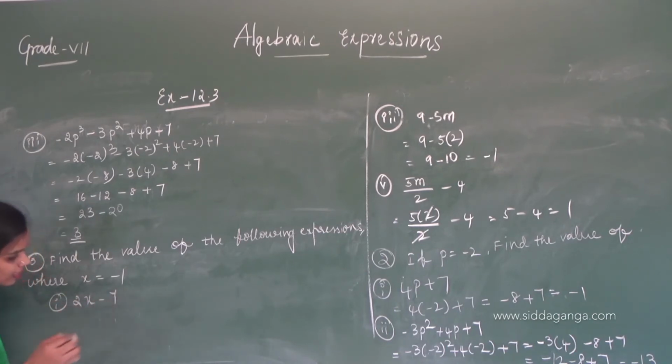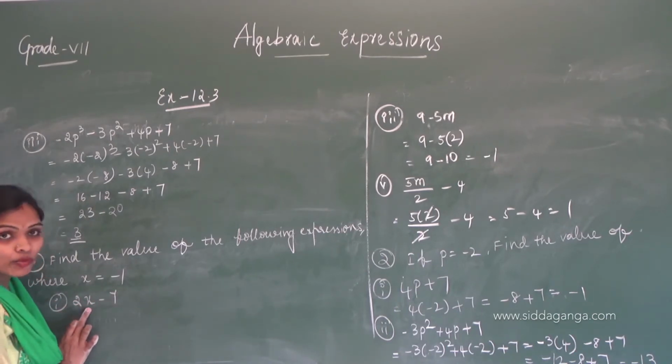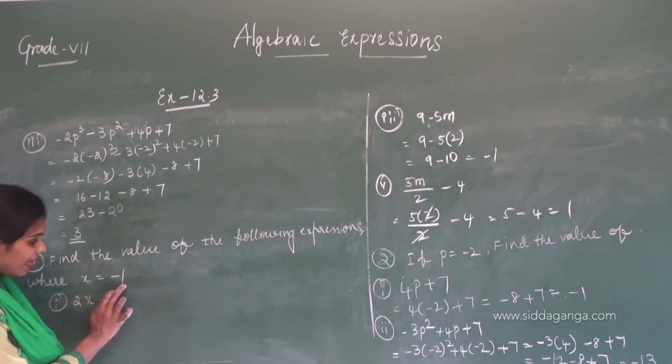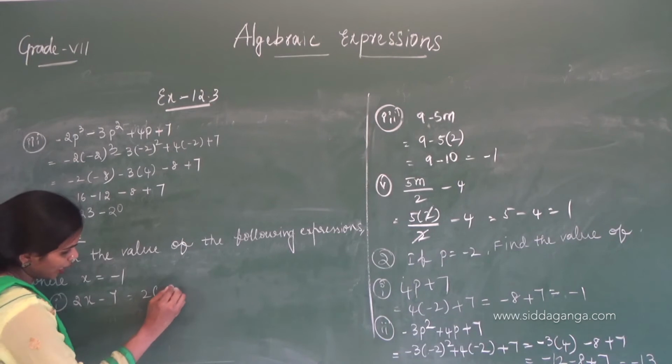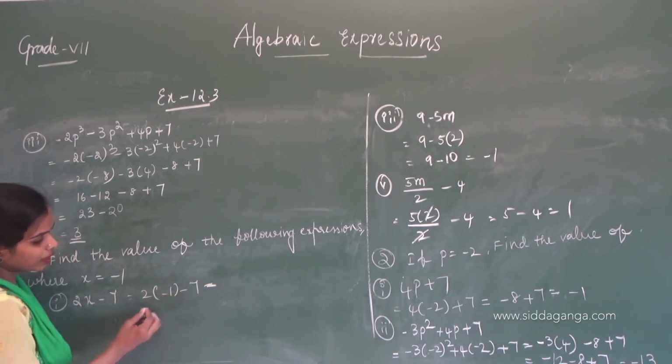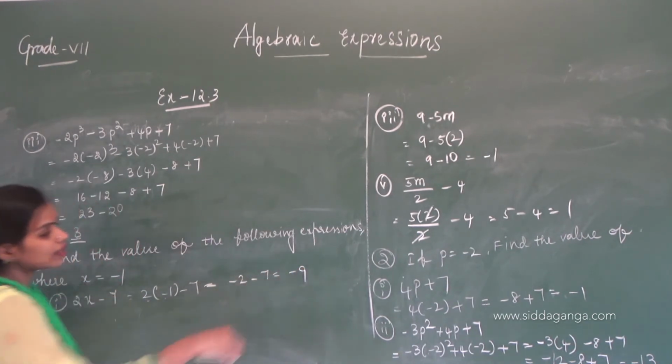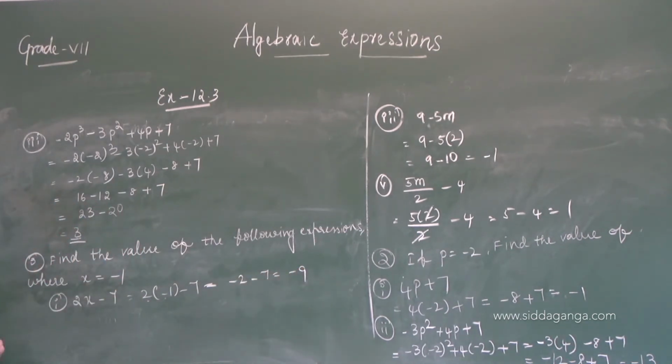2x minus 7. In place of x, what do we have to apply here? What value of the variable x are they giving? Minus 1. 2 into minus 1 minus 7. 2 into minus 1 is minus 2, minus 2 minus 7 is minus 9. So the value of the expression 2x minus 7 where x equals minus 1 is minus 9.